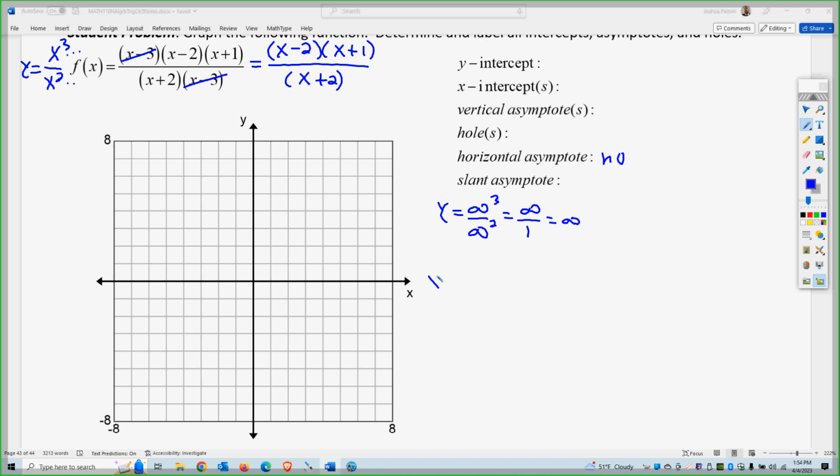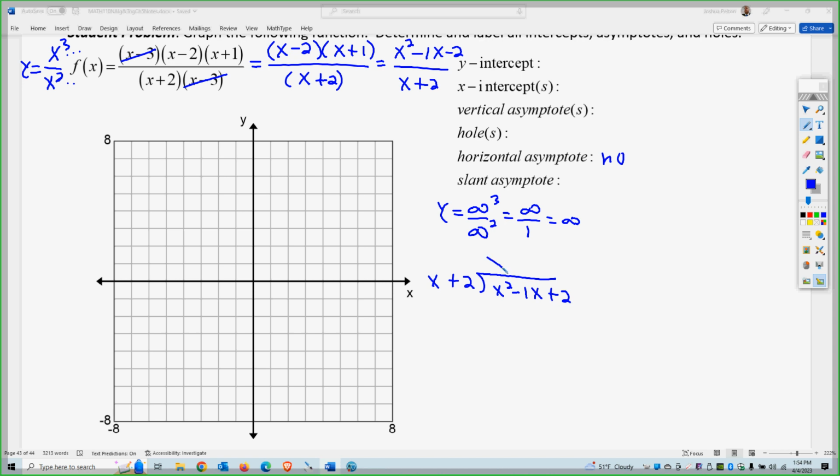So x plus 2. And if I multiply this out, which I'm going to have to do now, it's going to be x squared minus 2x plus 1x, which is minus 1x, and the constant is minus 2, sorry, because it's negative 2 times 1, negative 2 over x plus 2. So x squared minus 1x minus 2.